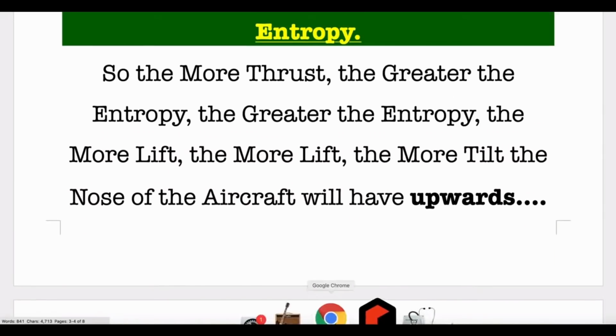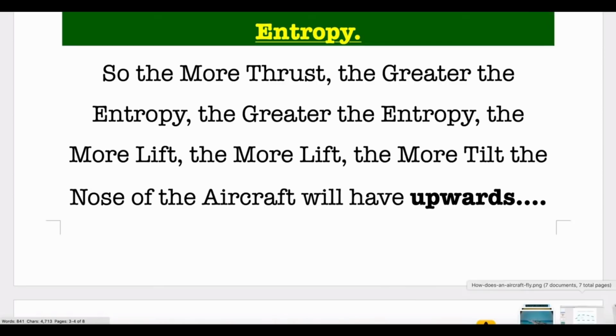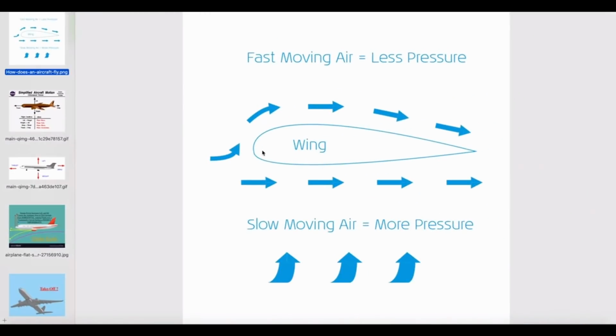So, just before I move on there, okay, here is an aircraft wing. Fast moving air over the top, slow moving air underneath. Okay, so you have high pressure underneath and low pressure at top. So high will go to low, causing lift of the airplane.